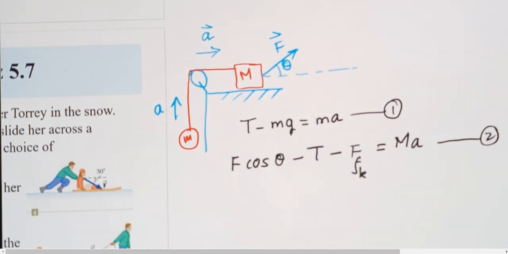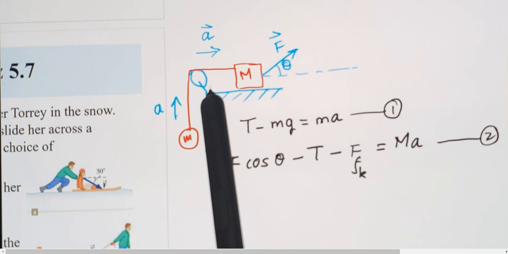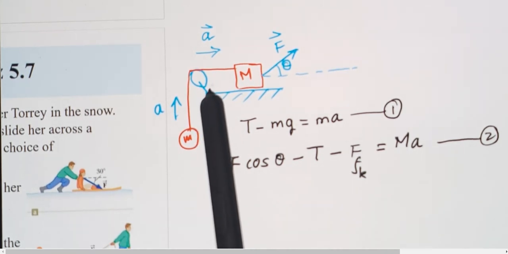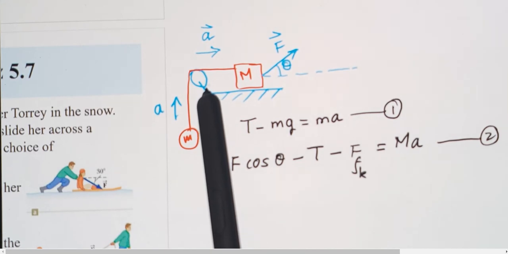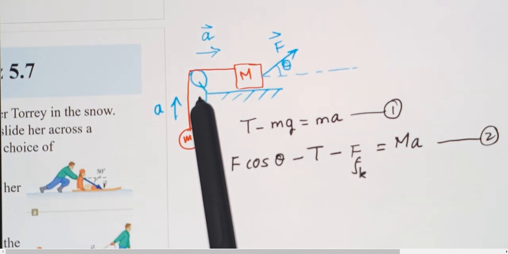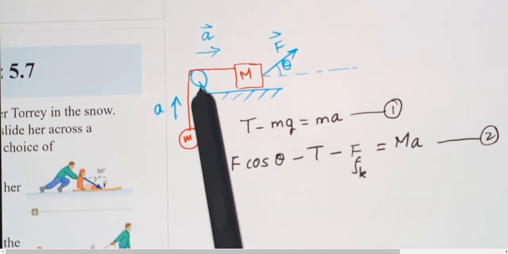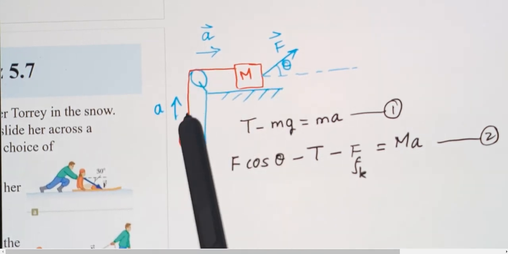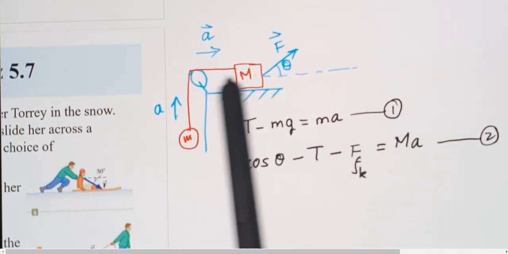In the future, when we talk about rotational motion, then it's a different story, because if we consider the pulley has a mass, then it's a different situation. But now we assume the pulley is massless and the rope is massless and there is no friction in the pulley, etc. So the tension is the same, and the acceleration is the same.